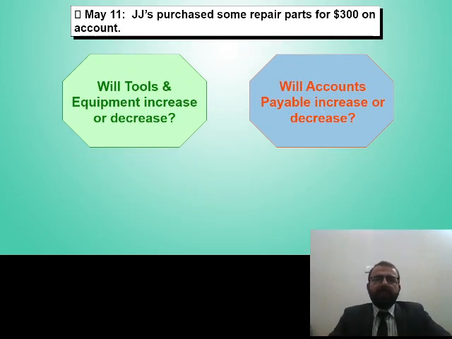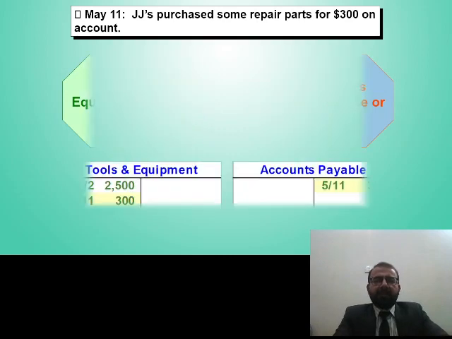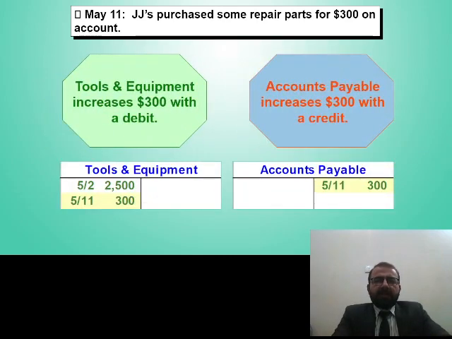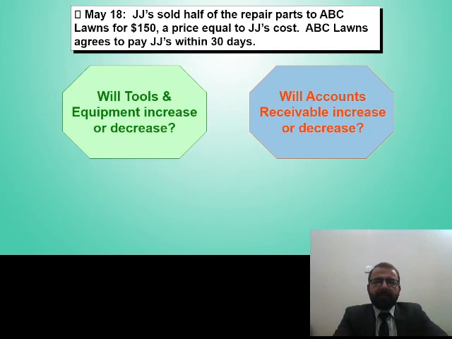On May 11, JJ's purchased some repair parts for $300 on account. Tools and equipment increases by $300, a debit. Accounts payable increases by $300, a credit.